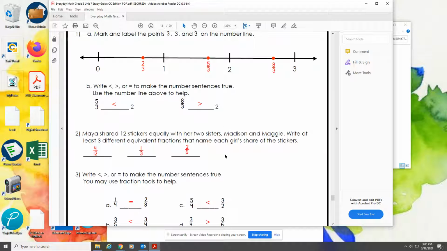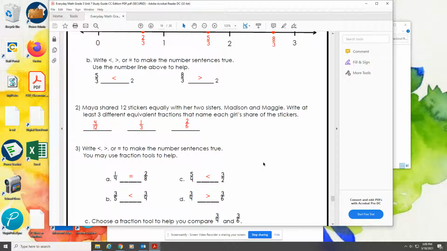Maya shared 12 stickers equally with her two sisters, Madison and Maggie. Write at least 3 different equivalent fractions that name each girl's share of the stickers. If she shared with Madison and Maggie, each person would get 4 out of 12 of those stickers. There's 3 girls, Maya and her two sisters, 3 total. So each one gets 4, 4 plus 4 plus 4. Then an equivalent fraction to 4/12 is also 1/3 or 2/6.